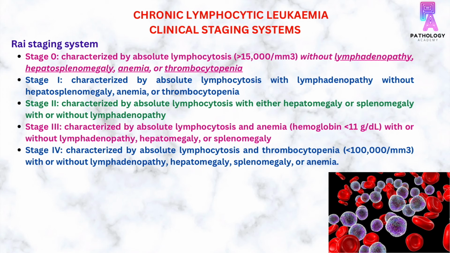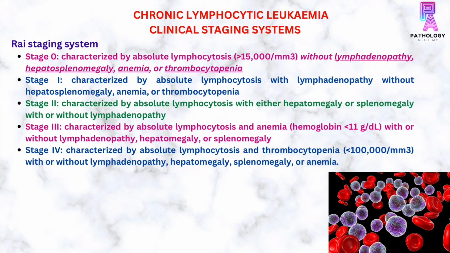Coming to the clinical staging systems. There are two common clinical staging systems, the Rai and the Binet staging system. According to the Rai staging system, the CLL has been categorized from stage 0 to stage 4. The stage 0 is characterized by absolute lymphocytosis more than 15,000 per cubic millimeter without lymphadenopathy, hepatomegaly, anemia, or thrombocytopenia. Stage 1 is characterized by absolute lymphocytosis with lymphadenopathy but without hepatosplenomegaly, anemia, or thrombocytopenia.